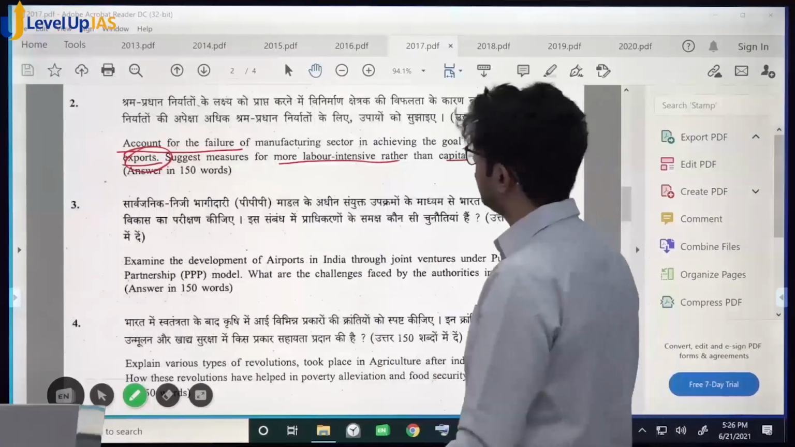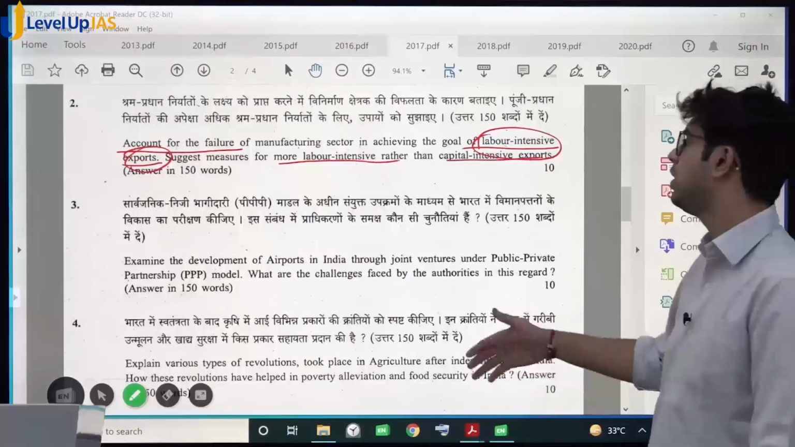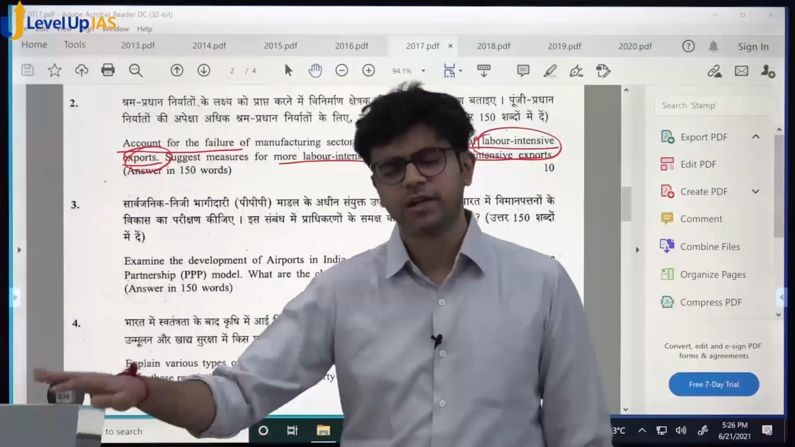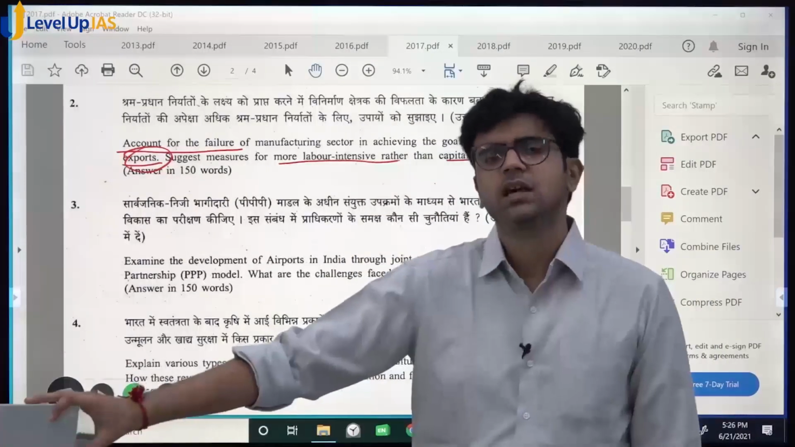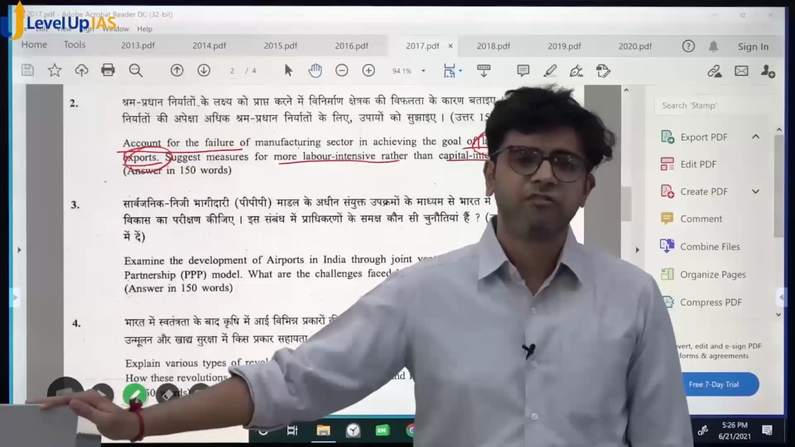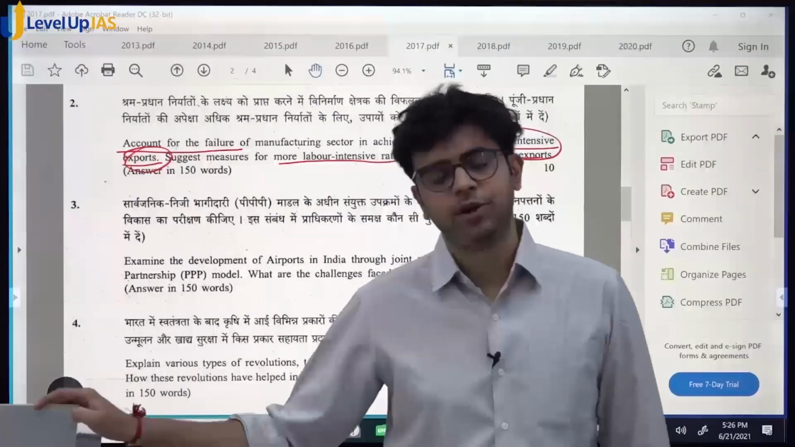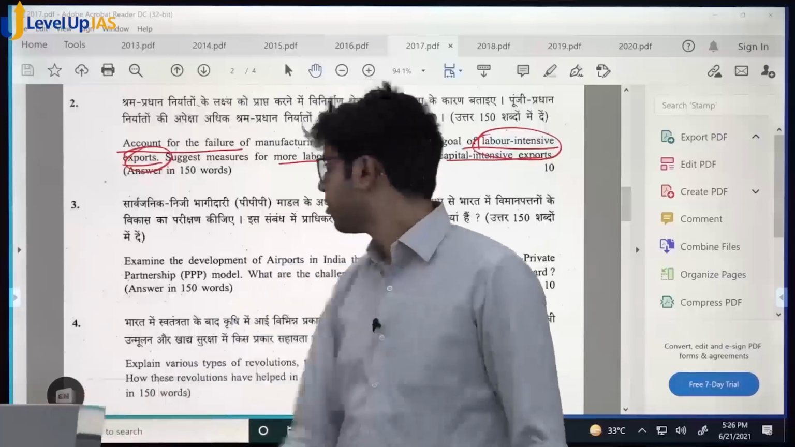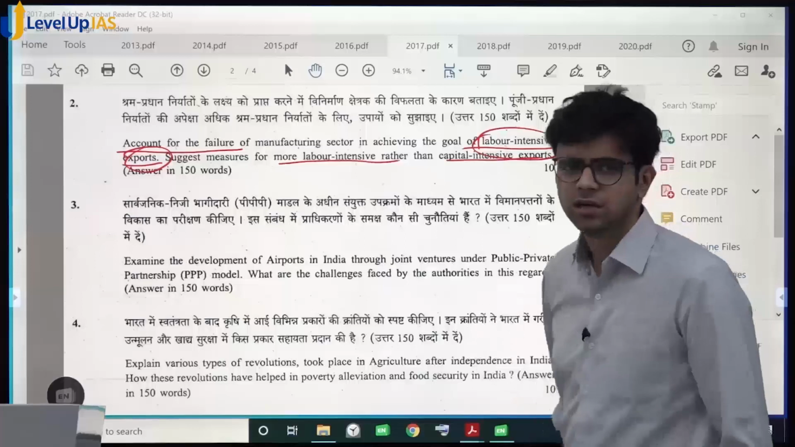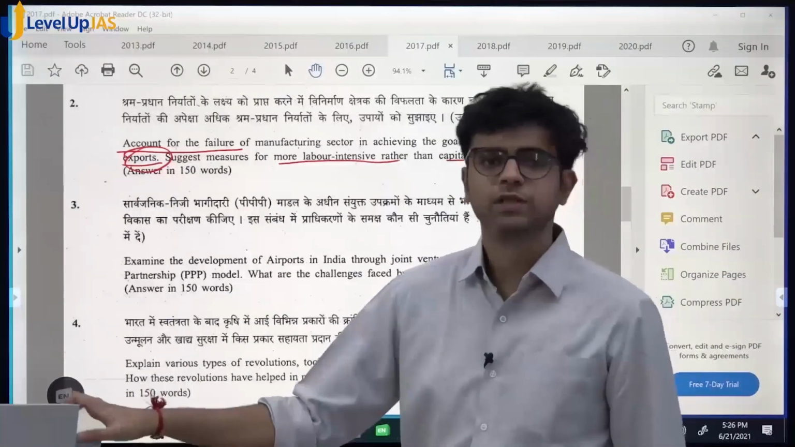Which means you don't need to worry about the answer now. They are saying give reasons why we have failed in generating more labor intensive exports, which means we employ more people in the production of those goods, and suggest measures for the same. Capital intensive means using machinery instead of humans, and labor intensive means using humans instead of machinery.